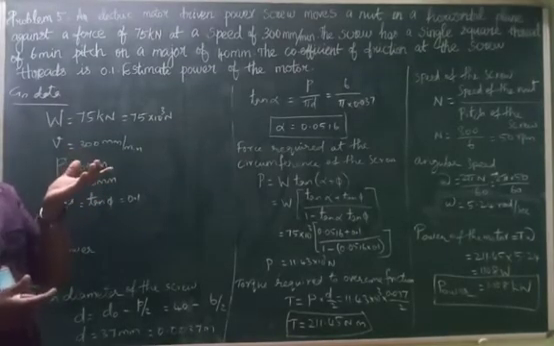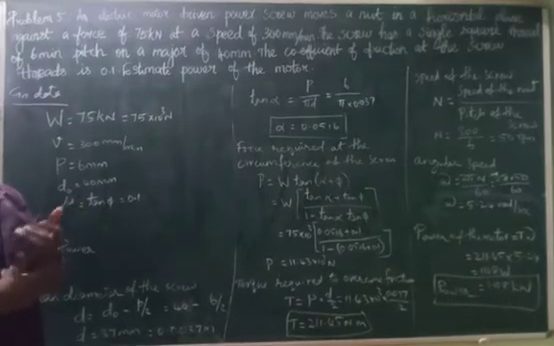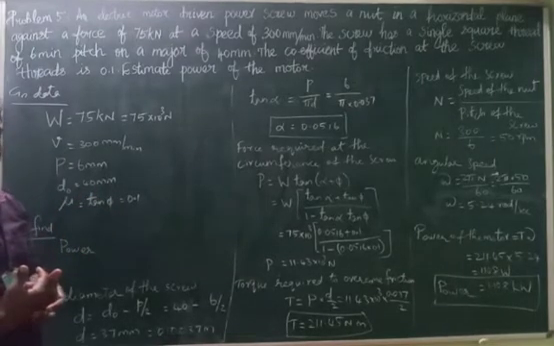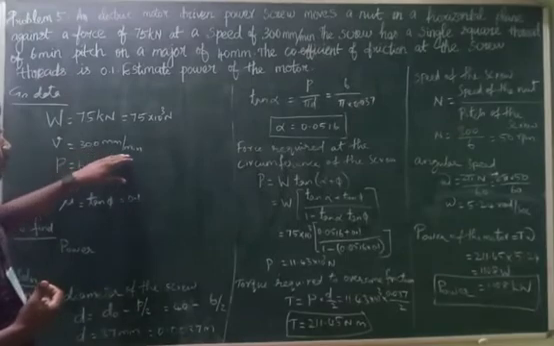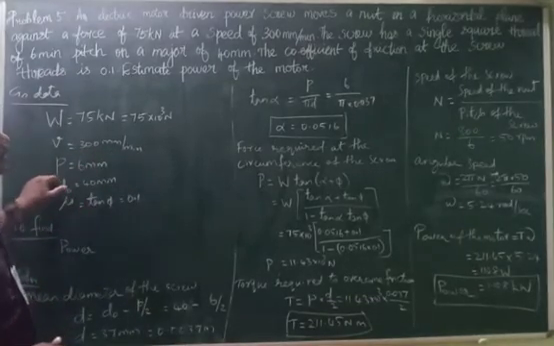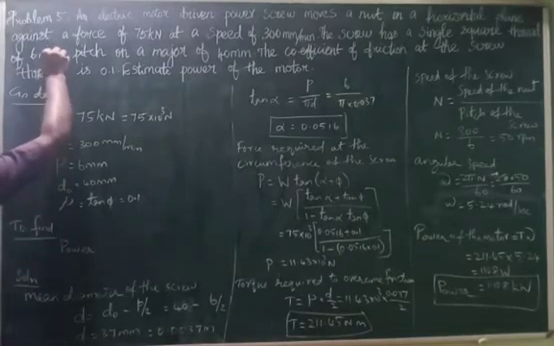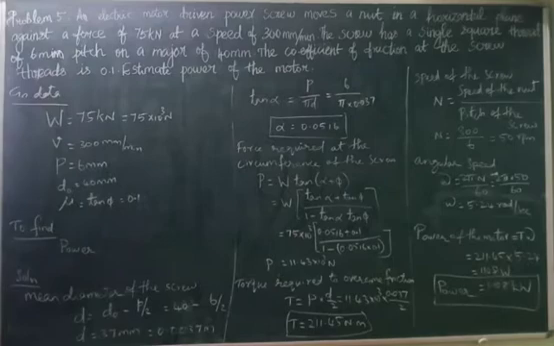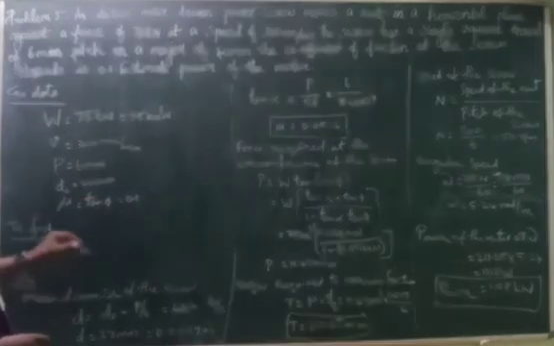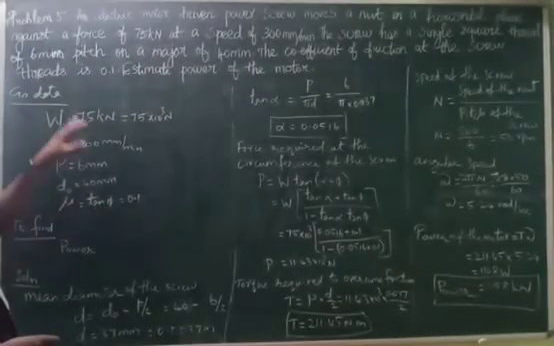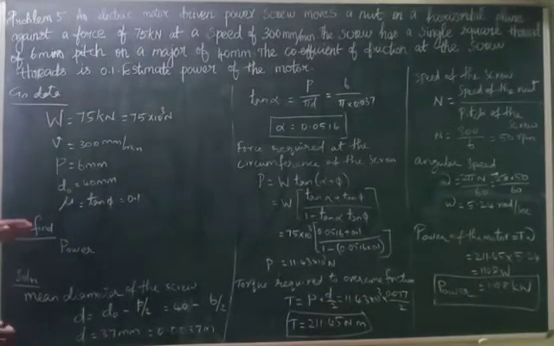They have given the speed in mm per minute, so it is a velocity. Velocity v equals 300 mm per minute. They have given the pitch as 6 mm, the major diameter as 40 mm, and the coefficient of friction as 0.1. What we need to find is the power of the motor.